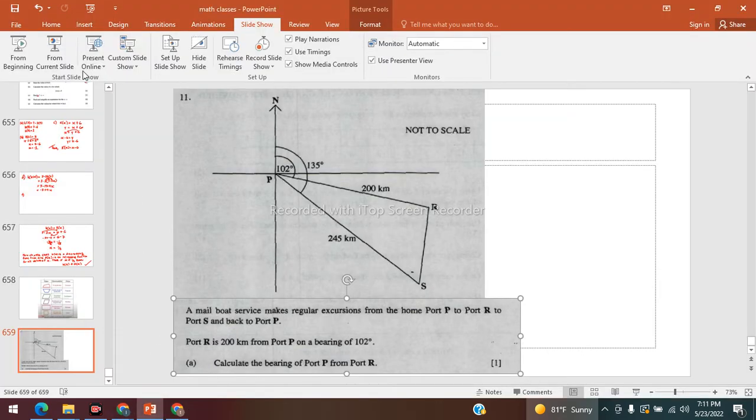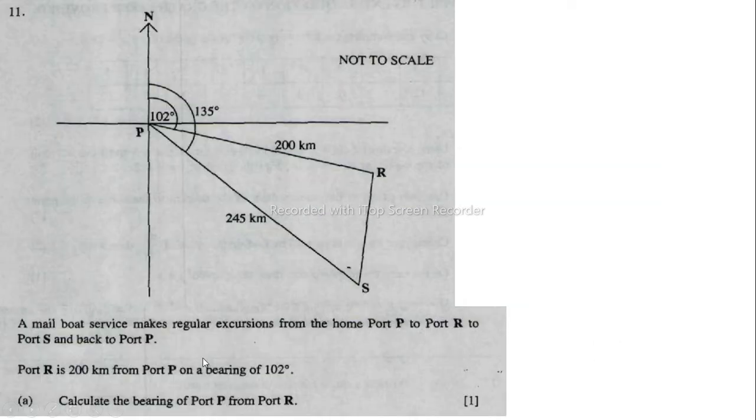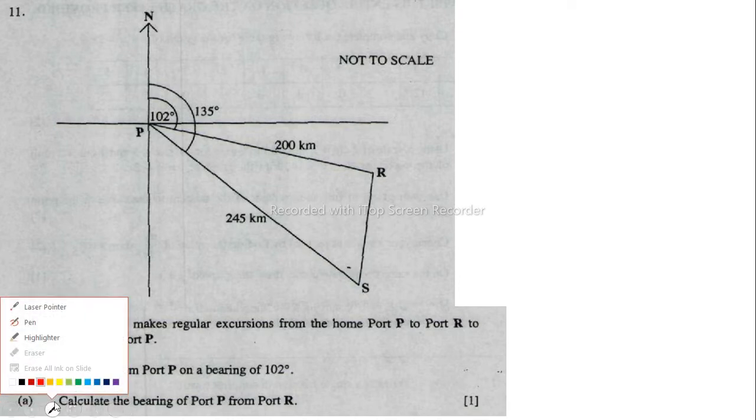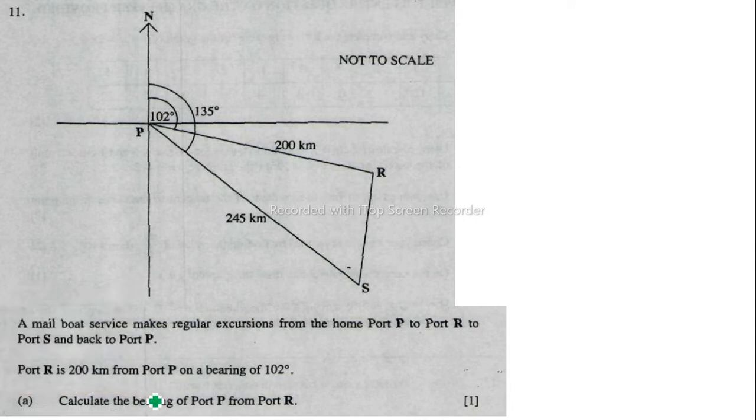All right. Anyway. Okay, so calculate the bearing of port P from port R. So I want someone to tell me how I'm going to draw this bearing. The bearing of port P from port R. What's the first thing I'm going to do in drawing this?